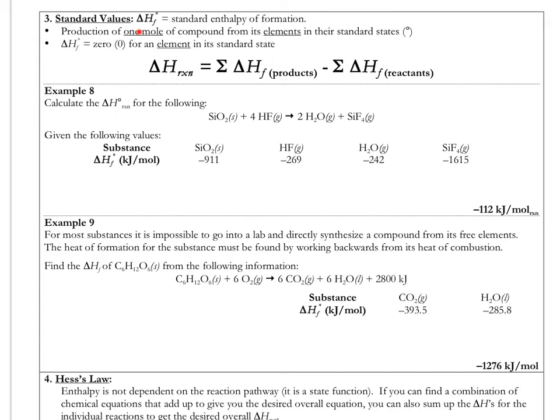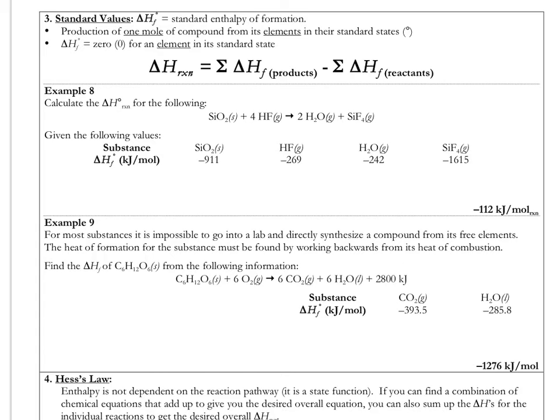And what we'd be looking at is standard enthalpy of formation. So the delta H means enthalpy, that degree symbol means standard, and then the F means we're talking about formation, and that was introduced on the first page of notes.